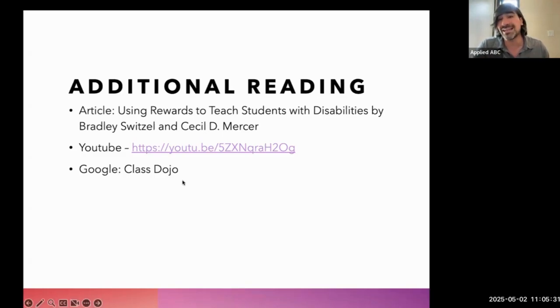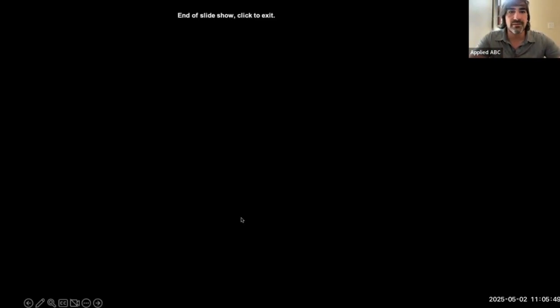And on Google, you can use Class Dojo. Class Dojo is a really fun reinforcement system. My son's school uses it. I see that he gets a point for working hard or for helping others or whatever the case may be. And those points contribute to the possibility for a reward down the line.